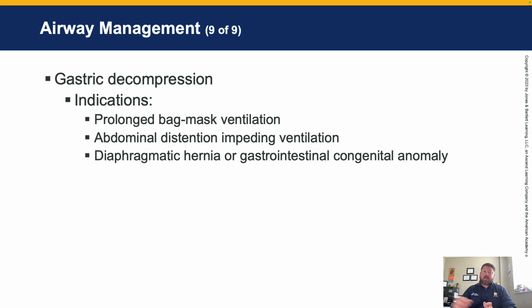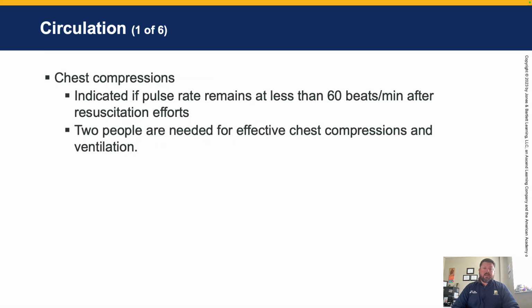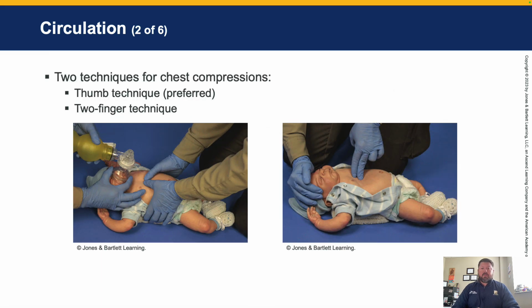Gastric decompression may be indicated if you have prolonged bag mask ventilation, abdominal distension is impeding ventilations, or a diaphragmatic hernia or GI congenital anomaly is present. Chest compressions are indicated if the pulse rate remains at less than 60 beats per minute after resuscitation efforts. Two people are needed for effective chest compressions. For two people, you should use the hands-encircling-thumbs technique. If just one person, you should use the two-finger technique as shown here.